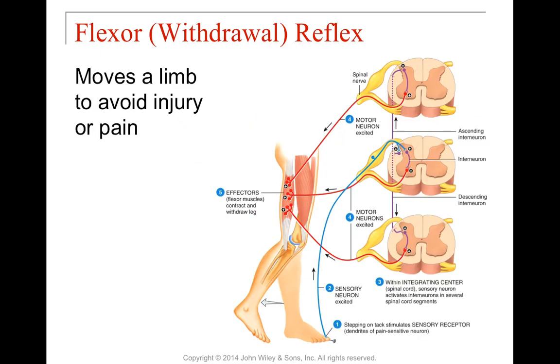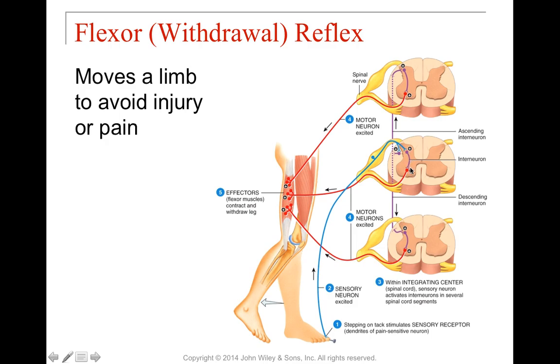We also have a withdrawal reflex, which is what I was just talking about with the stepping on a tack. This is basically an automatic reflex that allows you to move a limb in order to avoid injury or further pain. So that information starts coming in here from the sensory receptor. Ouch, I stepped on a tack. That information then excites a sensory neuron, which sends that information through the spinal nerve, into this gray matter, and that gets relayed through that interneuron space.